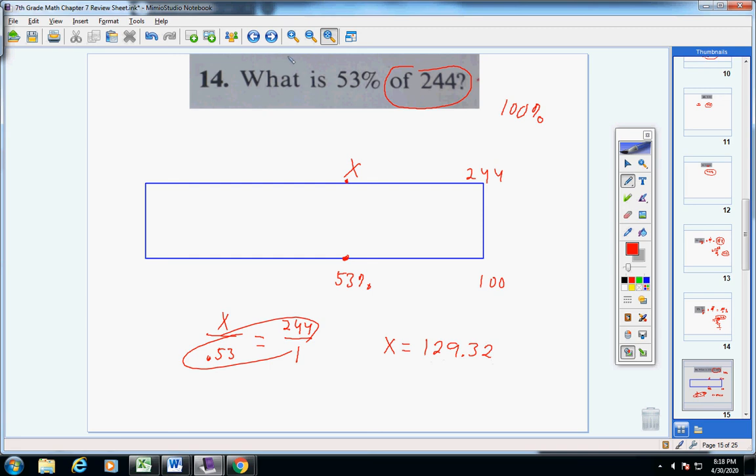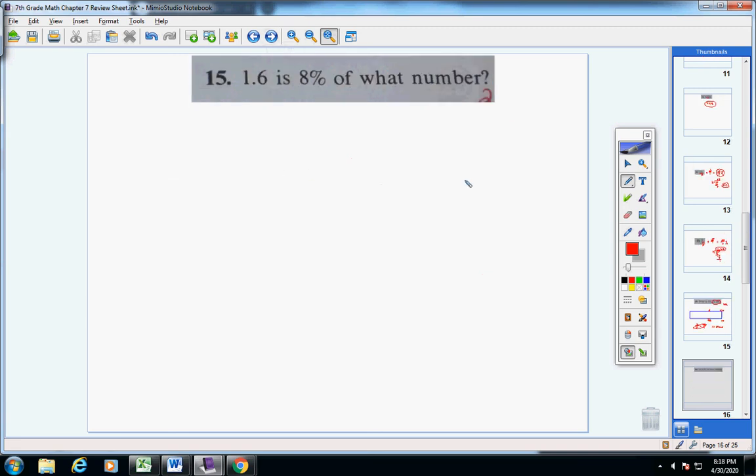On this review sheet video, we're going to do these both ways, okay? So, number 15, this is not a word problem. This is the good old sentence. Here's how I recommend you do it. You have 1.6, put 1.6. You have is, put equals. You have 8%, put 0.08. Of means multiply, what number is x. So 0.08 times x is the same thing as 0.08x.